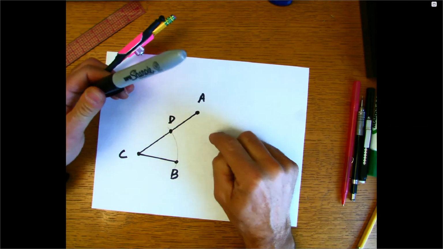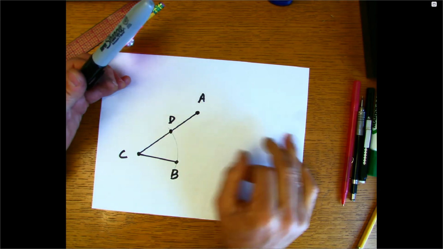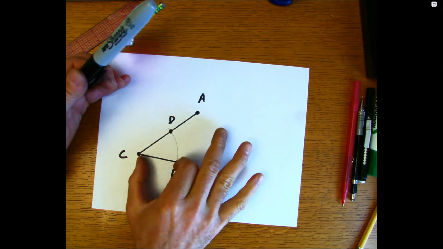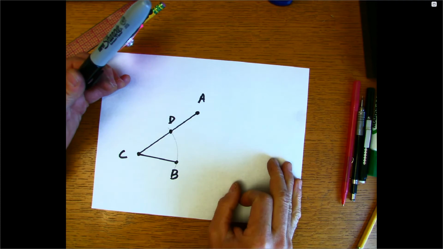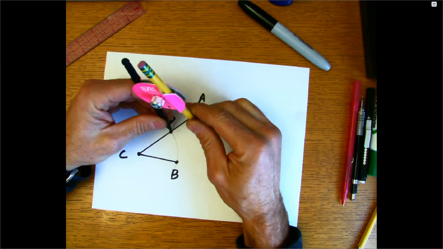So now if I can just find a point out here, E, that's the same length from B as it is from D, as D is from C and B is from C, then I will have the rhombus whose diagonal will be an angle bisector.